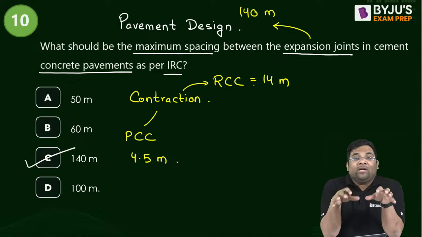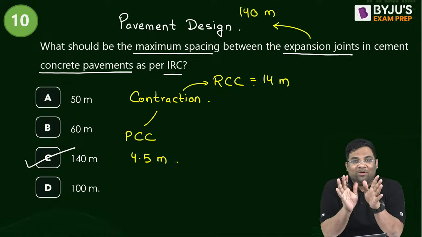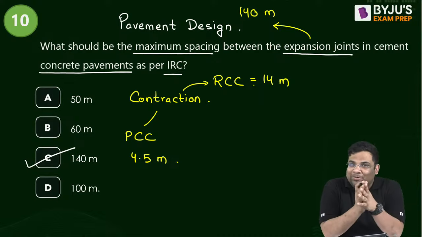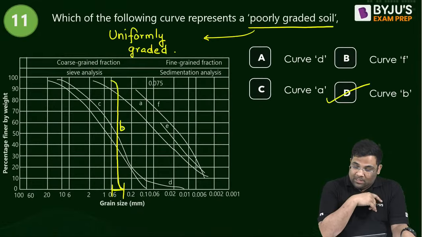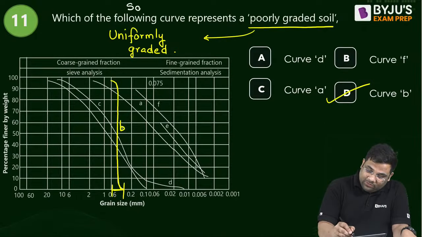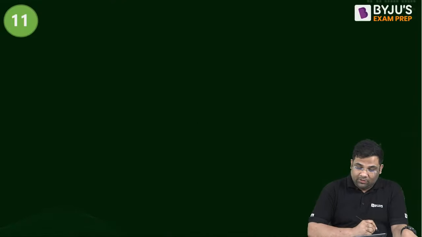So here we are trying to understand the nature of the questions. Don't think, okay, no questions from geometric design, so I'll leave geometric design, or no questions from some topic, so I'll leave that topic. That is not the conclusion. Here you should see what type of questions are asked. So this question is over. It is from your soil mechanics, or geotech. The previous question was from your pavement design. Now the next question, the 12th question.